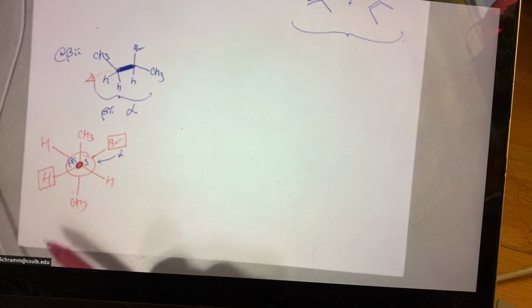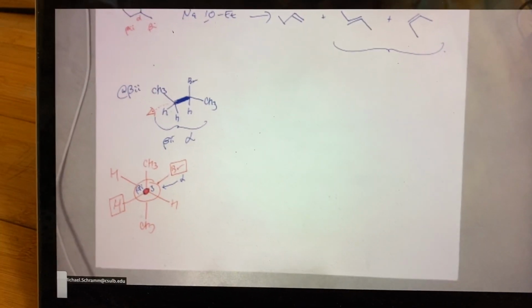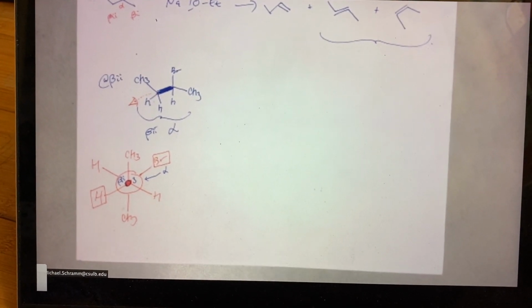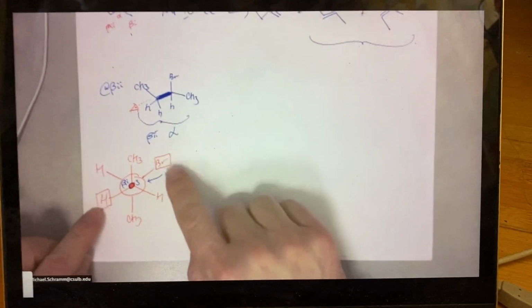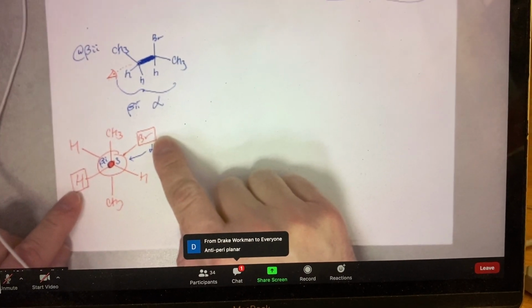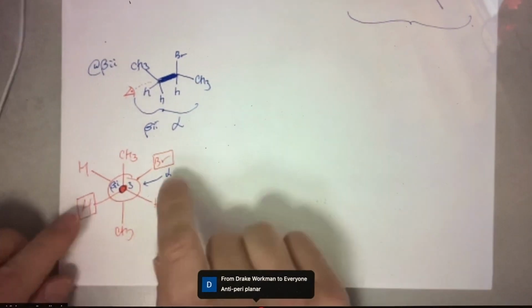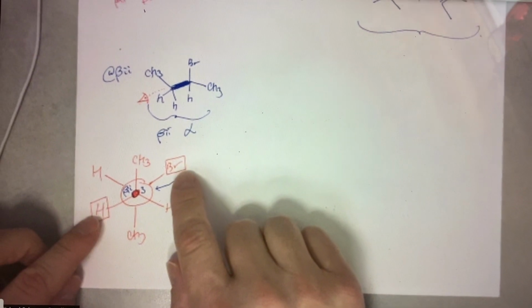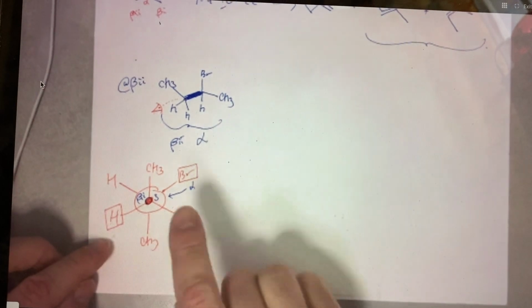These anti-periplanar, syn-periplanar, eclipsed, staggered, 180 degrees, 0 degrees, 90 degrees. What do they look like to you from my diagram here? And I'm talking about this bromine and this hydrogen here on different atoms. Right? These are anti-periplanar, that's the correct word for them. And the orientation for these two things, if you build them, or even looking here, they're 180 degrees apart from one another. Okay?